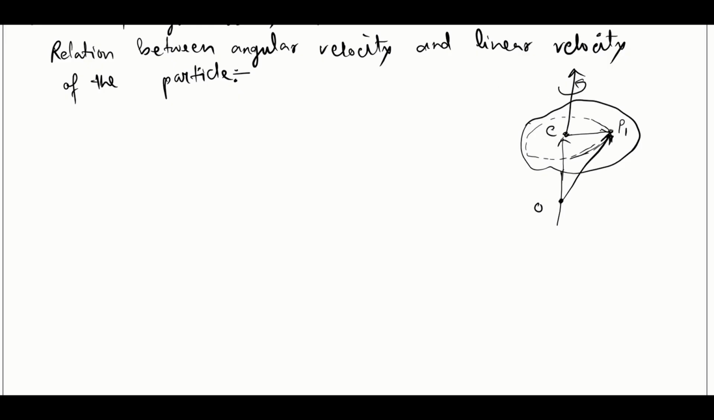And the linear velocity of the particle will be along the tangent of this circle, so in this direction. Whereas omega is in the direction upward, and this v is in the plane of this circle and tangent to this circle. Radius of the circle is CP. So this angular velocity and linear velocity are perpendicular to each other.